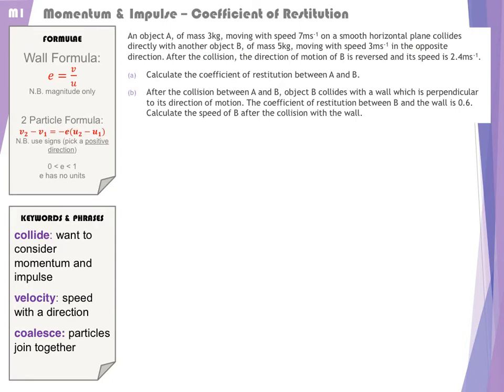Right, so we've got a two-part question here, so we're just going to focus on part A to begin with. We've got an object A of mass 3 kilograms and it's moving with a speed of 7 and it collides directly with something else, 5 kilograms, 3 meters per second. The important thing here is that that's going in the opposite direction. Okay, then we're told that after the collision, B reverses direction and the speed is 2.4.